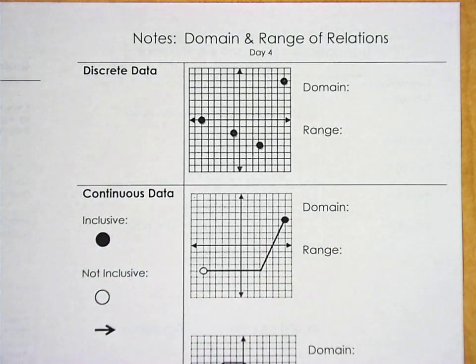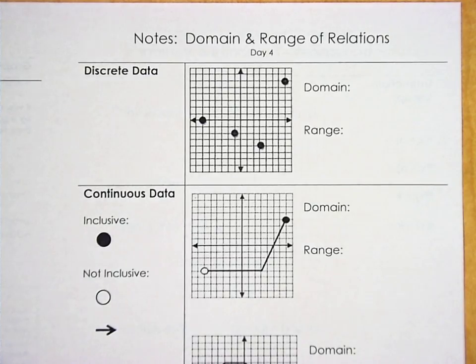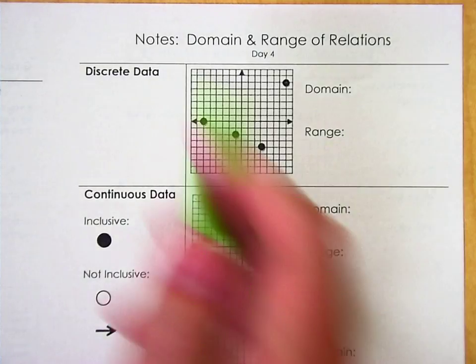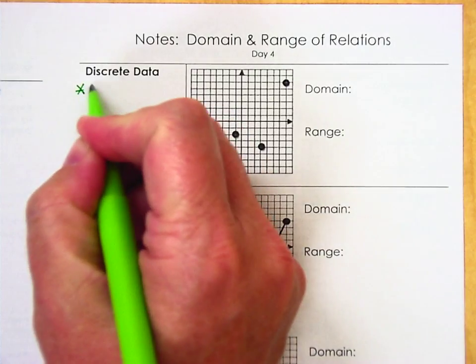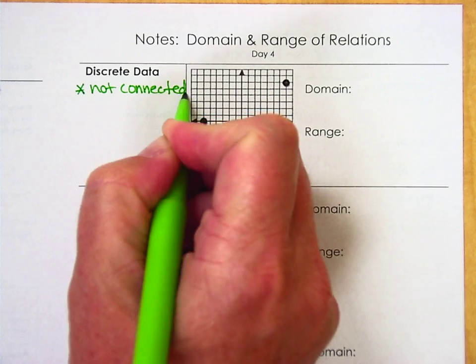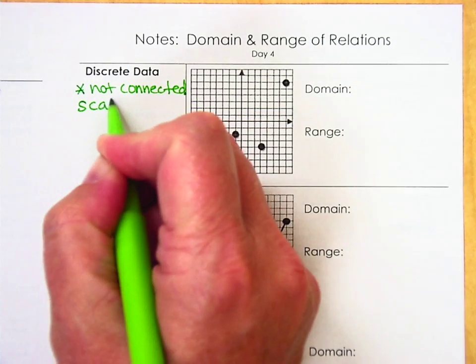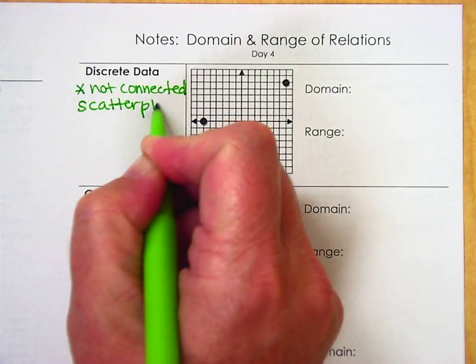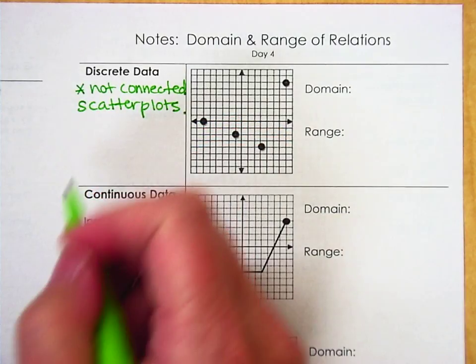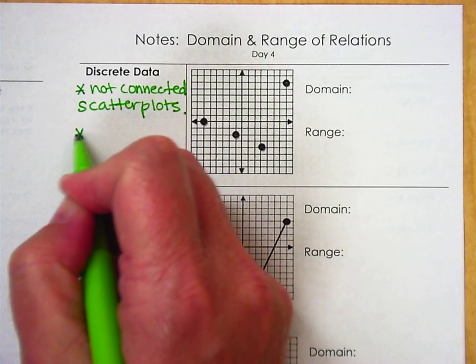Today we are reviewing domain and range of relations. Let's first talk about different types of data. Discrete data is data that's not connected. We typically think of scatter plots as being discrete data. When we write domain and range of discrete data, we're going to use set notation.